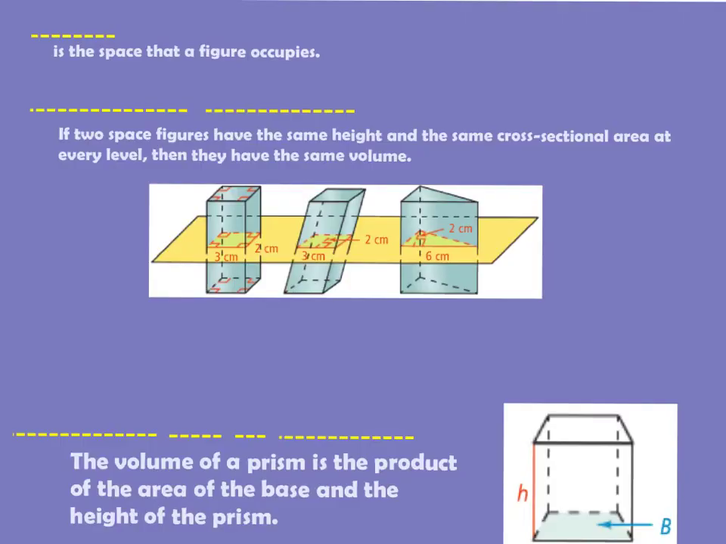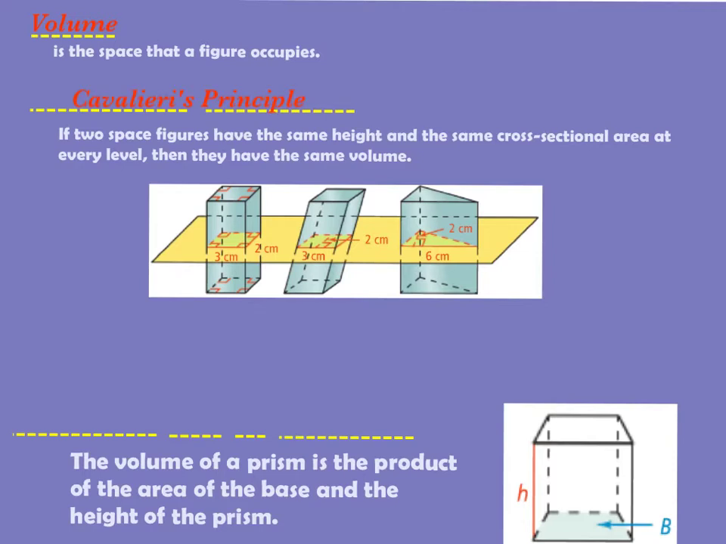In the previous sections, we talked about area. We had lateral area, we had surface area. Now we're going to be talking about volume. And volume is the space that a figure occupies. In this picture below, we see that the area of each shaded figure, each shaded cross-section, is 6 centimeters squared. Now, if two space figures have the same height and the same cross-sectional area at every level, then they have the same volume. This idea here is called Cavalieri's principle.